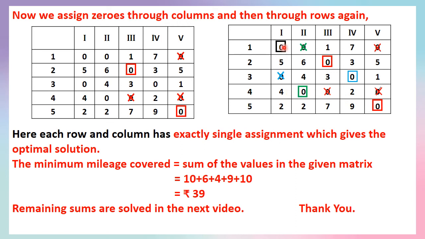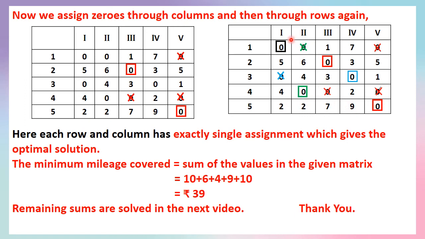Now again go back to the rows. The first row does not contain any more zeros. The second row has no zero. Here two zeros are there, so we cannot make any assignment now. Here no zero, and here also no zero, and this row contains exactly a single zero, so we can make the assignment here and cross out this zero. And the last row also has no more zeros.